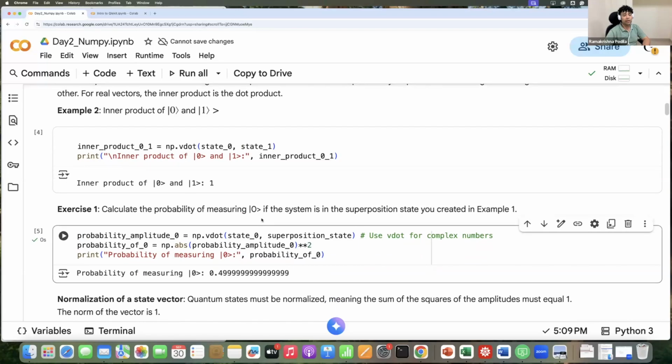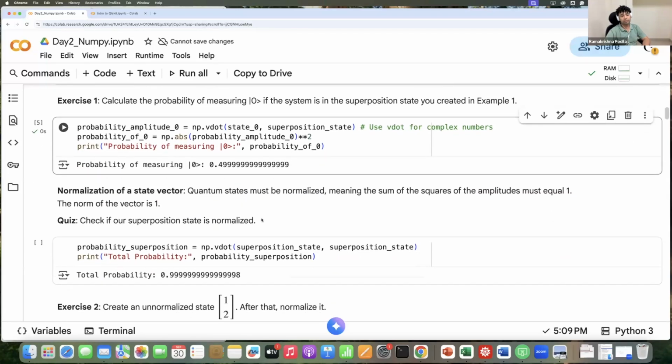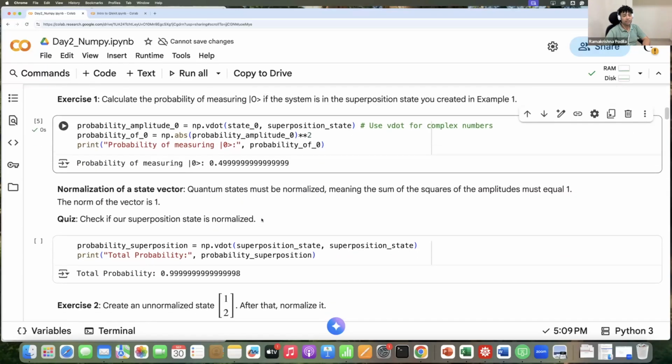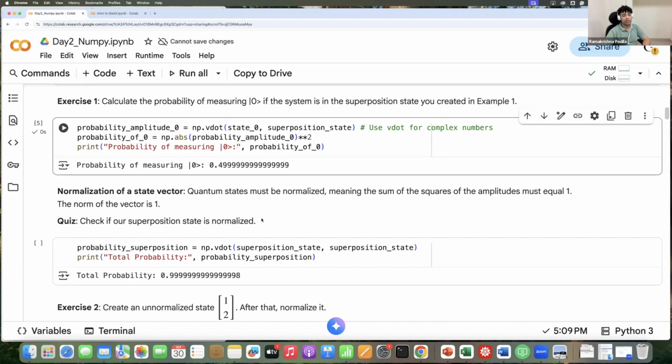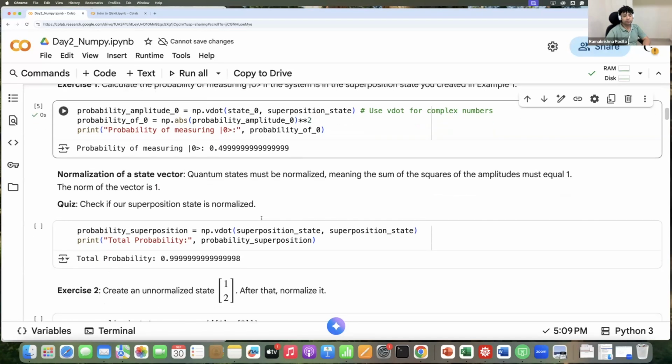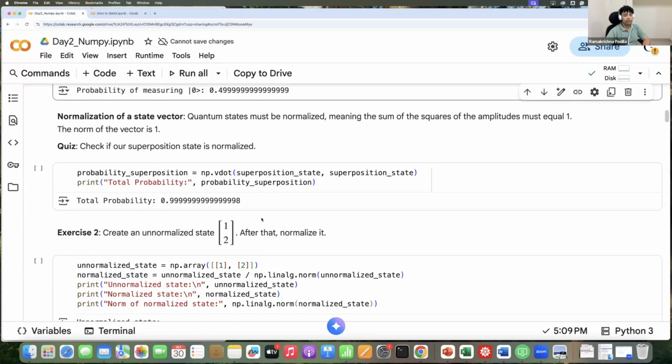You can use the Numpy normalization. You can use Numpy for linear algebra and Numpy to normalize a state.